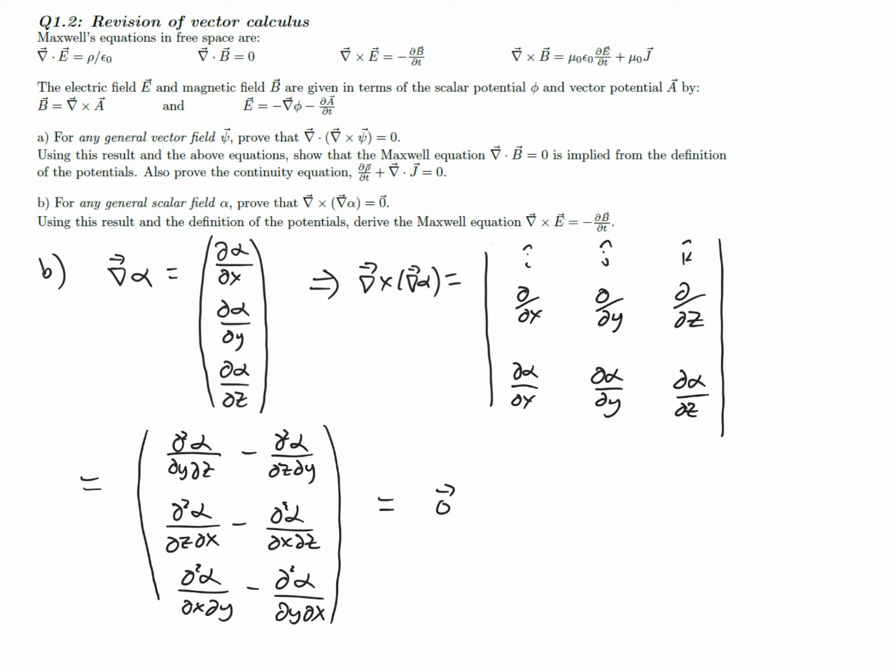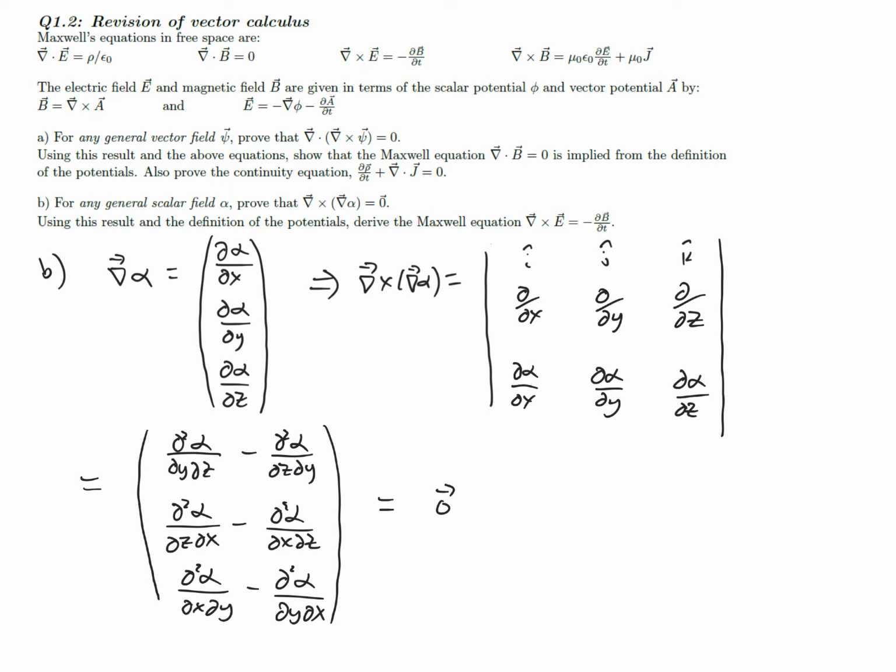Again, the reason why this is equal to 0 follows from the fact that we have well-behaved, smooth functions, which this scalar field must be if it exists. It's a physical thing that exists in space. And then, therefore, the second mixed derivatives are equal to each other. So d squared alpha dy dz is equal to d squared alpha dz dy.